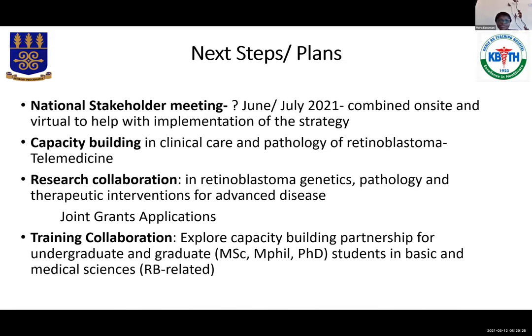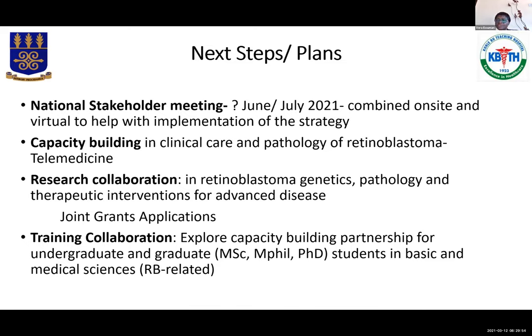We also want to continue with the research collaboration. And this time we had actually developed proposals to look at the genetics of retinoblastoma, and then in this case, start a tumor collection for this. Work has been done, and we are hoping that we can put this through when we get the appropriate grant to support that.